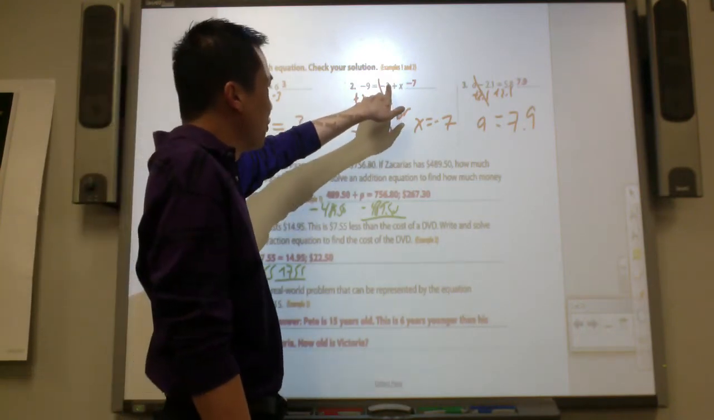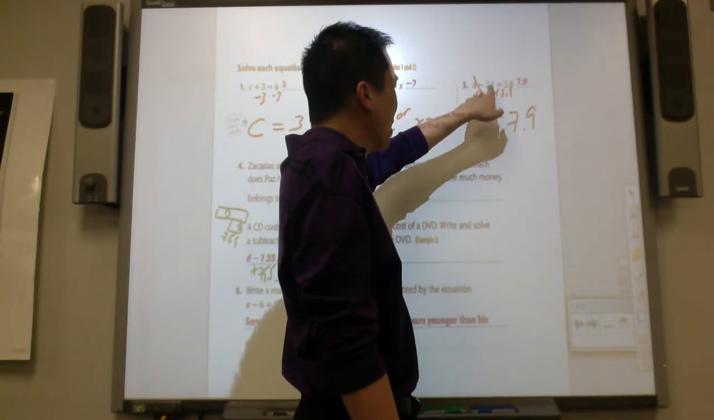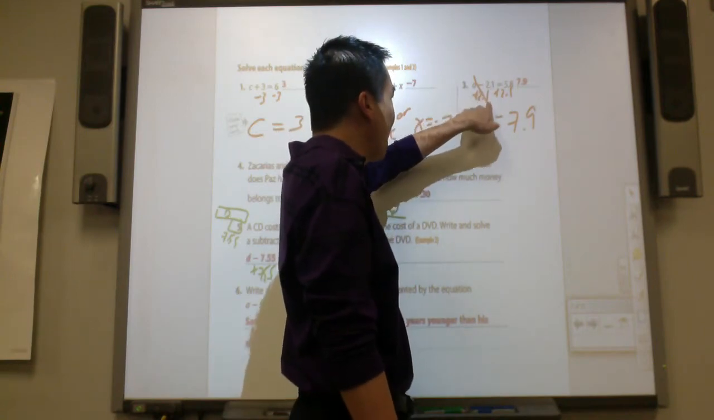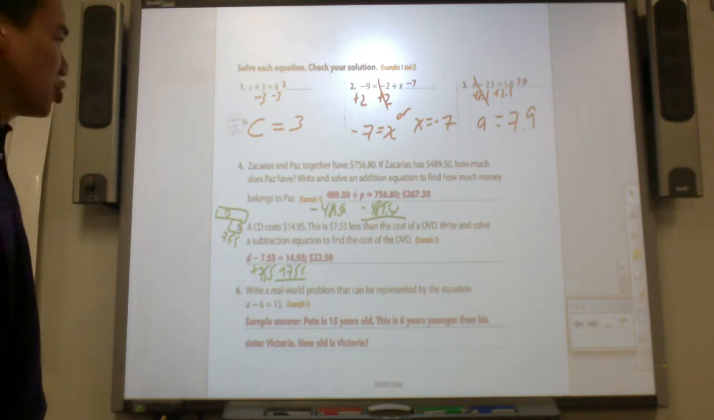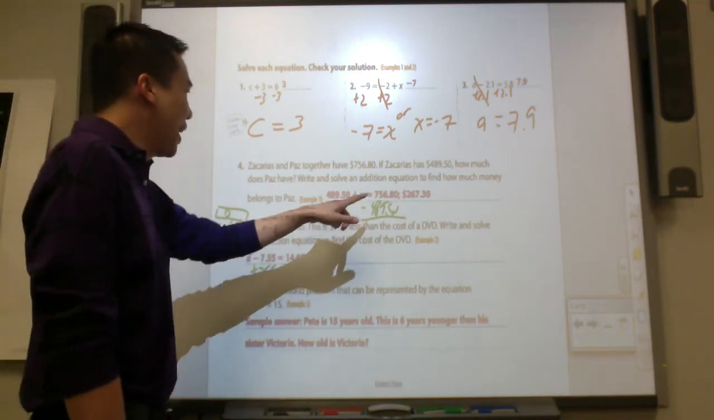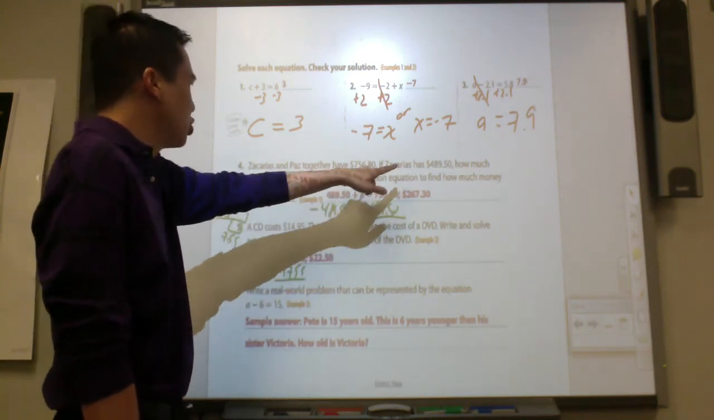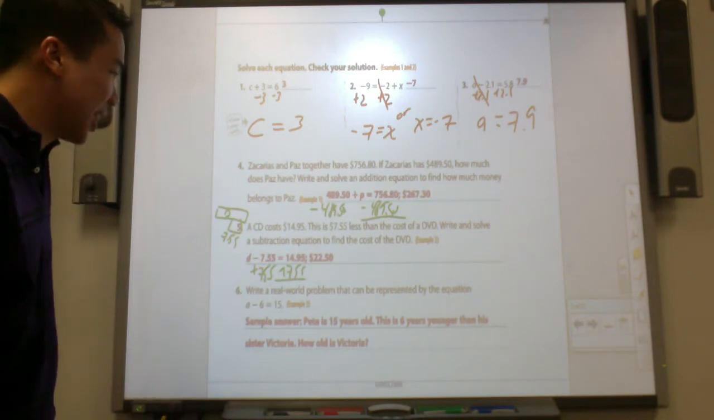What's the inverse of -2? +2. So you have -7 left. What's the inverse of -2 and 1/10? +2 and 1/10. Sorry, 7 and 9/10. Number 4, the answer is $267.30. You have to add that much money to Zachary, $489.50, to reach $756.80.